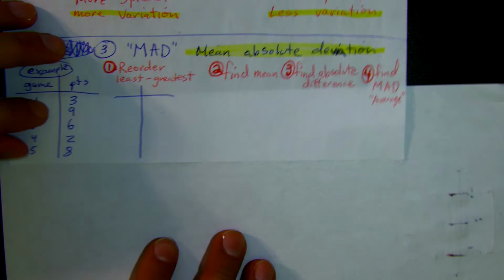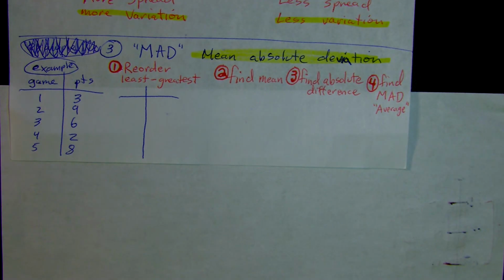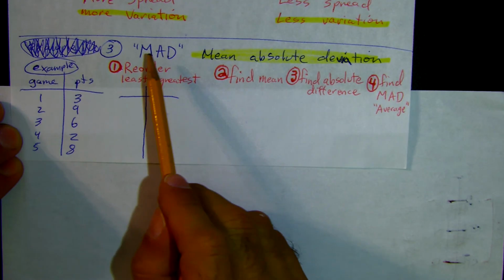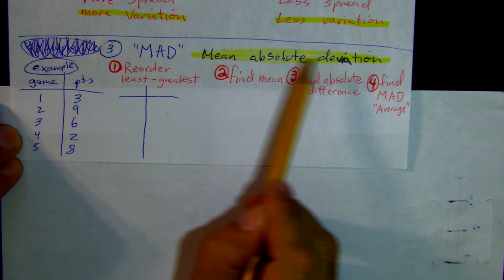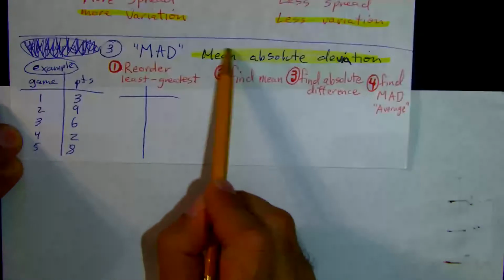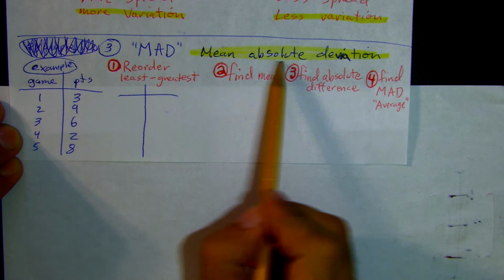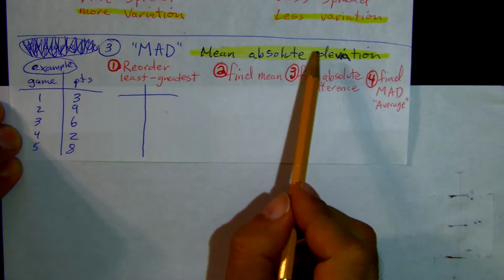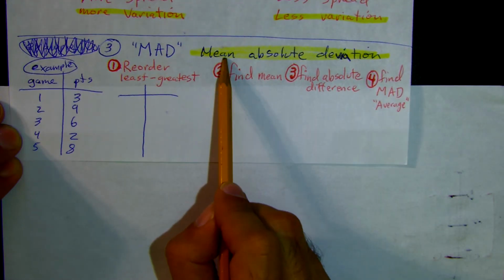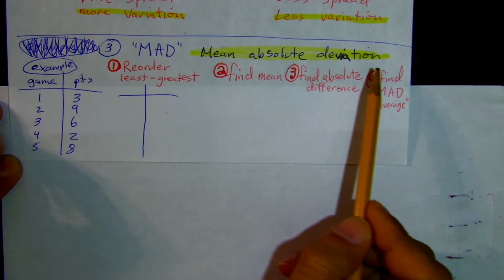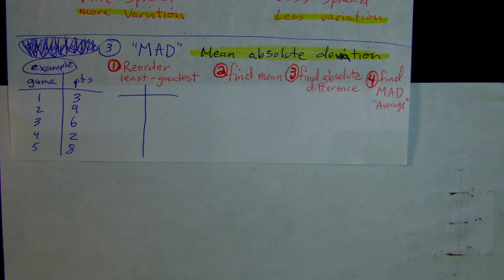All right. Now, this is just something different, something new. Let's see what it means here. MAD is mean absolute deviation. What do these words mean? Mean is the average. Absolute is just like the distance from zero. We're going to think of it as the distance from the mean. Deviation is how far you deviate, how far you are from the mean.